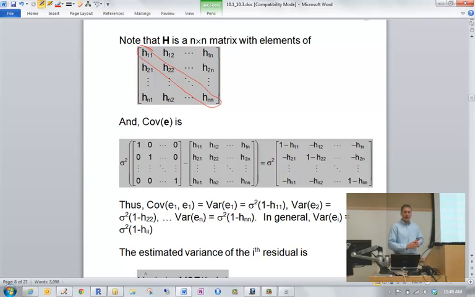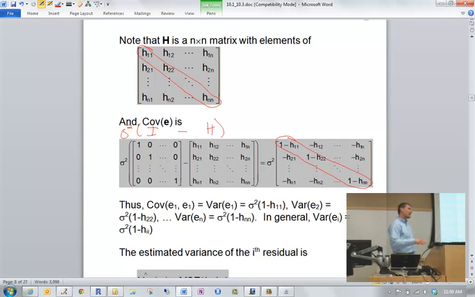Then if we look at the covariance matrix of E, again, sigma squared times I minus H, if I put this all in symbolic form, of course, the I is the identity matrix, so on the diagonal you have 1s, on the off diagonals you have 0s. Look what happens when you actually do the math there. The diagonal elements now become 1 minus, let's say, h sub ii. The off-diagonal elements are negative h sub ij, let's say, row i, column j.